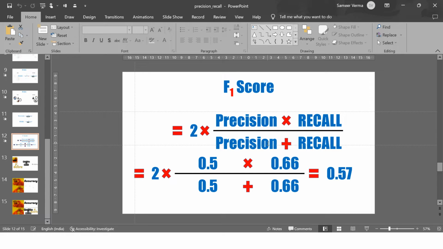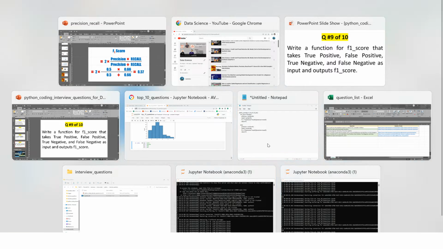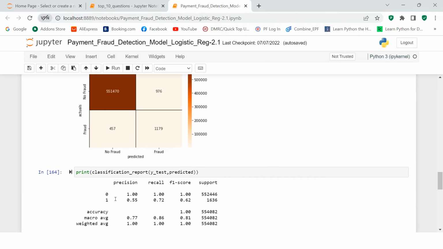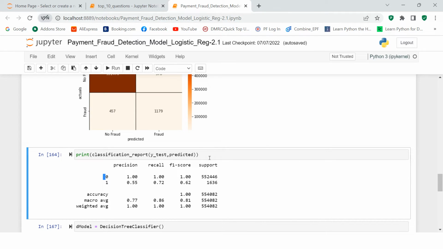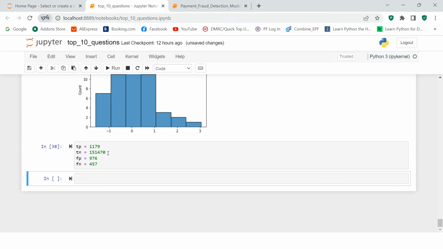We find this f1 score in both contexts, that is, for the positive outcome and for the negative outcome. For example, if you see here, 0 means no fraud and 1 means fraud. So for fraud, we have calculated the f1 score, and for 0 also the f1 score has been calculated. But this was done using modules and libraries. Here what we're going to do is calculate it ourselves. We will be writing the code to calculate it. You can see here, I have assigned the values for true positive, false positive, true negative, and false negative.